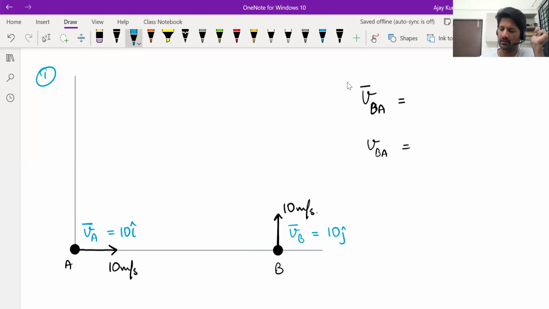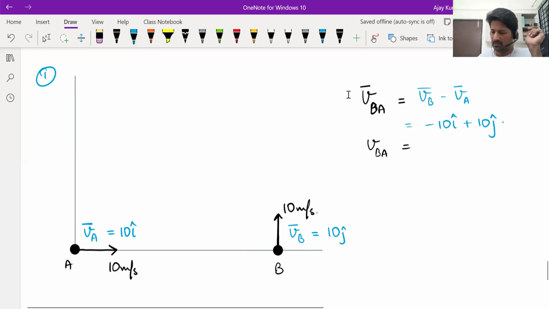You need V_BA. It's velocity of B minus velocity of A. Velocity of B is 10 j cap minus velocity of A, which is 10 i cap. So you can write it as minus 10 i cap plus 10 j cap. Usually we write it in this order: x, y, z. Okay, fine. Next is relative speed.